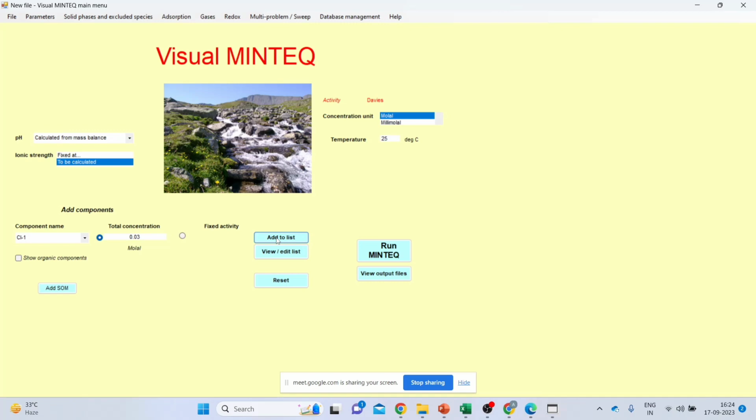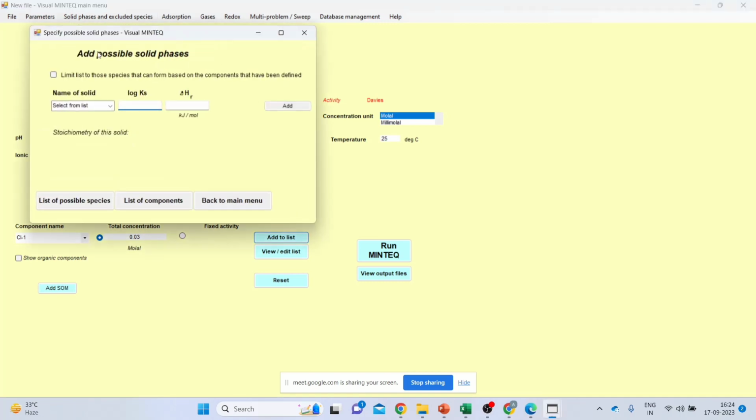Now we have to see whether aluminium hydroxide is precipitating or not. So we will go here to solid phases and excluded species. So here four options are given. So we will go to specify possible solid phases, in which we can specify all the possible solids which have possibility of forming in the system. So let's limit those to all the solids that will be formed based on the species which we have added.